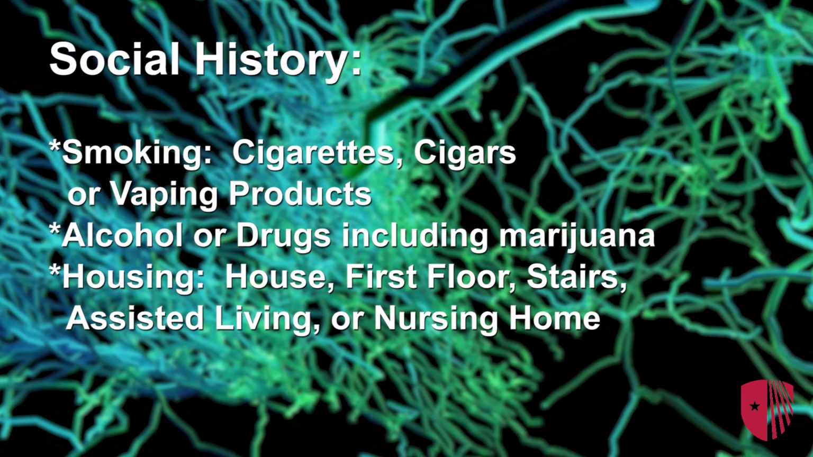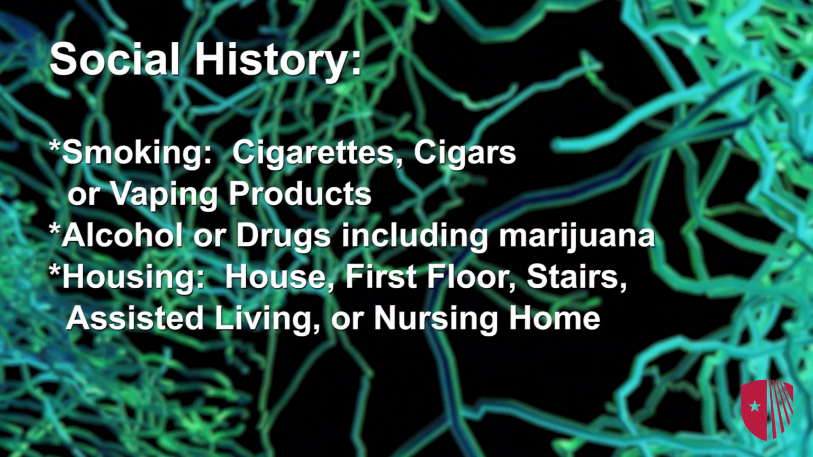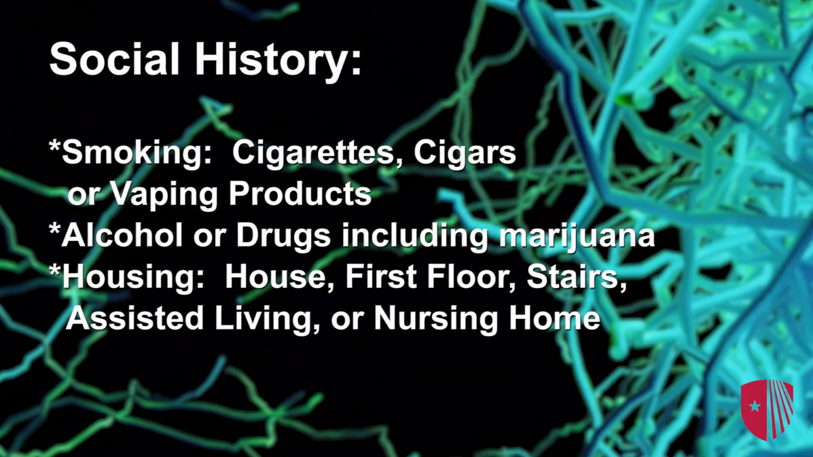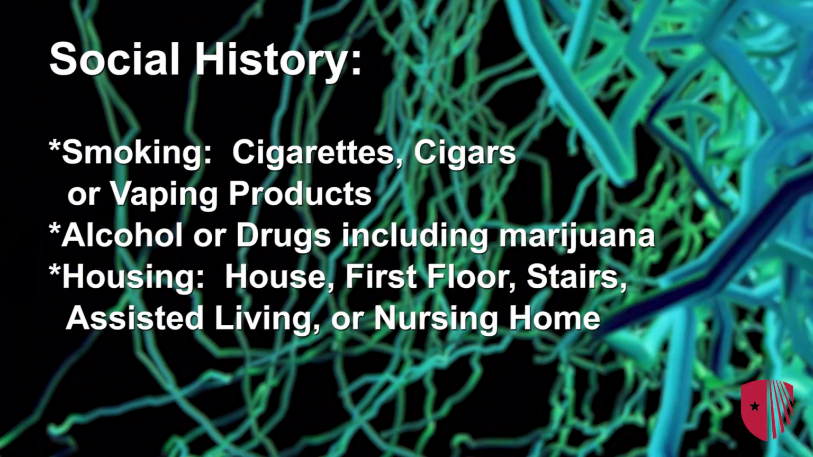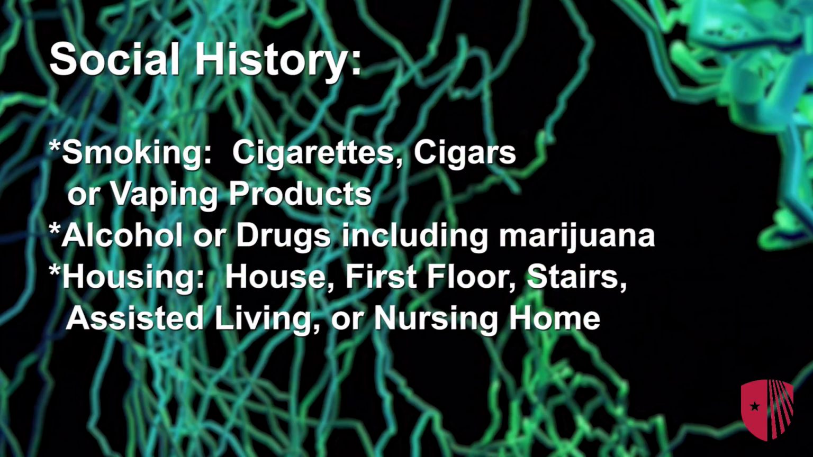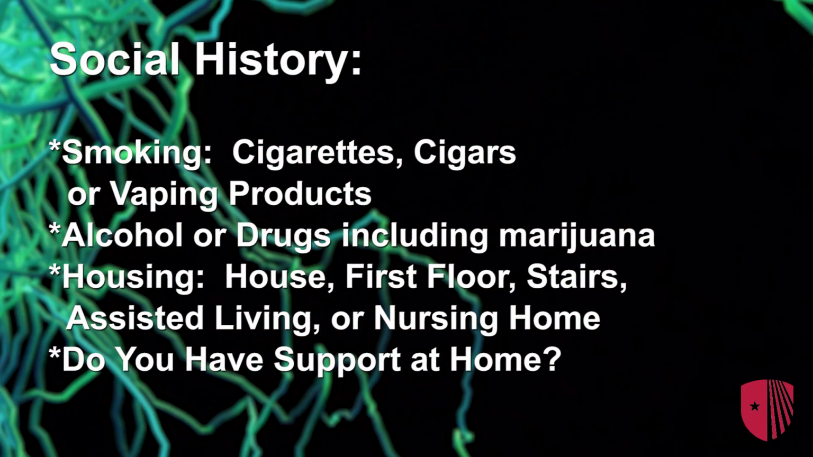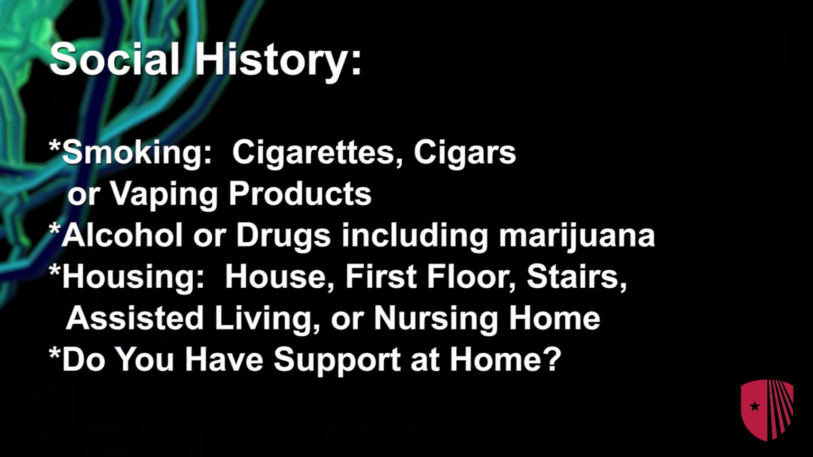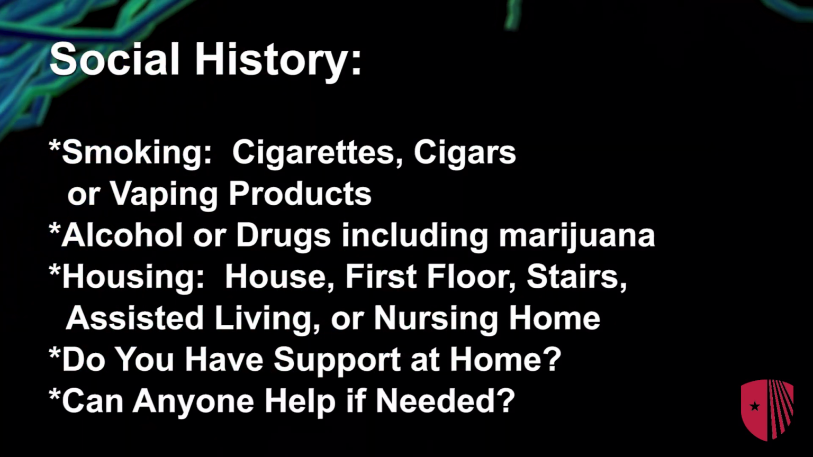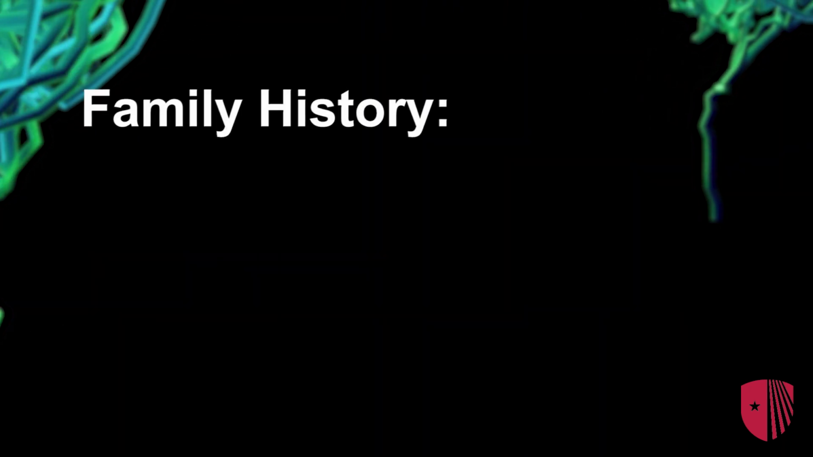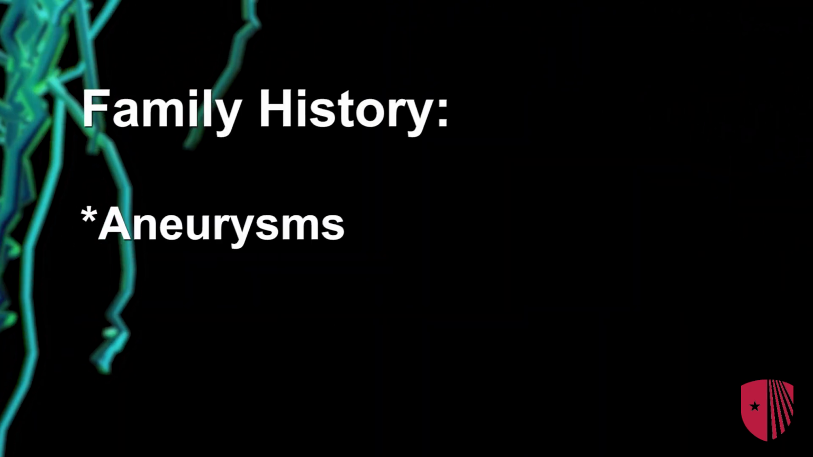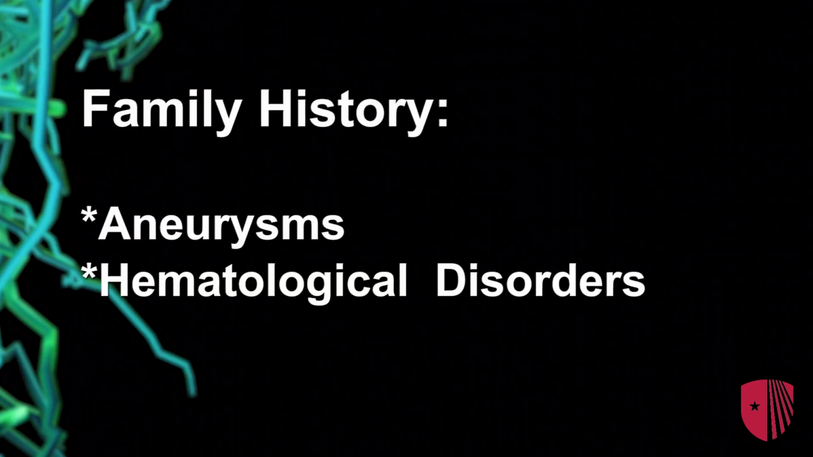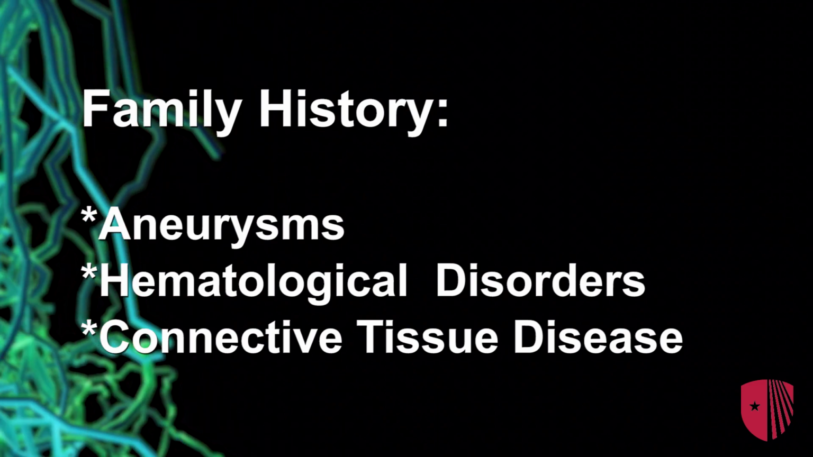What type of housing do they live in? For example, if they live on the first floor, if there's stairs, if they live in an assisted living or a nursing home. Do they have support in their house? If not, is there anyone that can help them if needed? Include family history of aneurysms, clotting disorders, connective tissue disease.